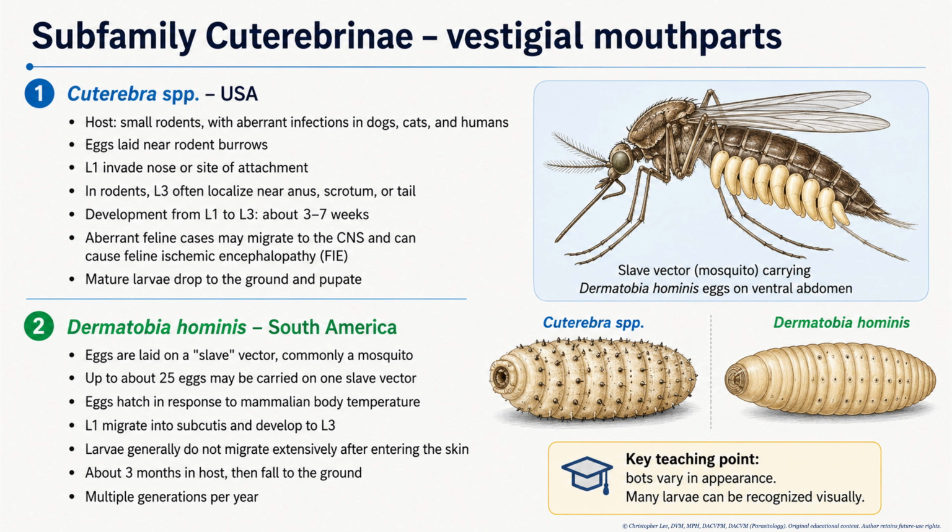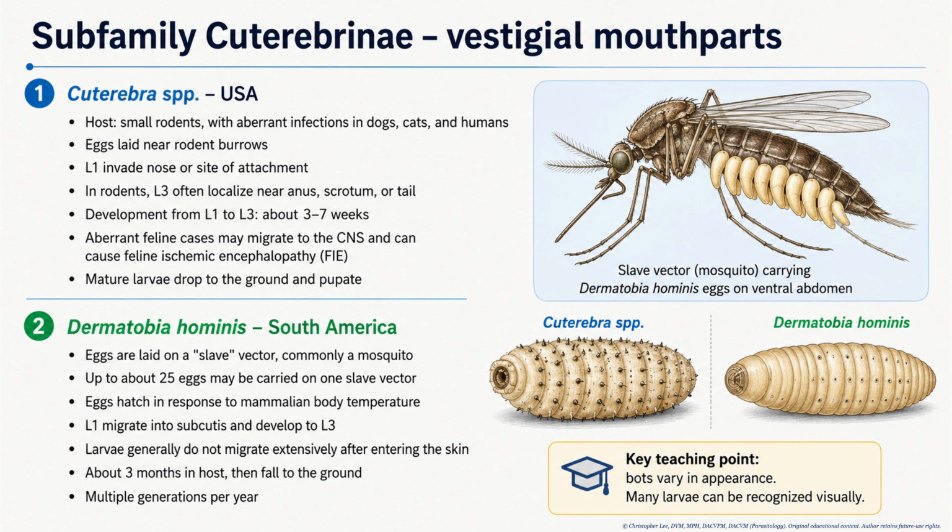In North America, Cuterebra typically affects small rodents and lagomorphs, but aberrant infections can occur in dogs, cats, and humans. Flies will lay eggs at the entry of burrows. The larva may invade through the nose or other attachment sites and then develop into warbles.